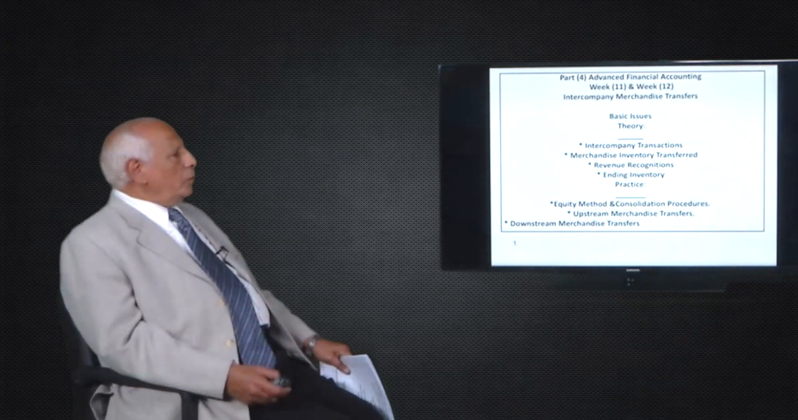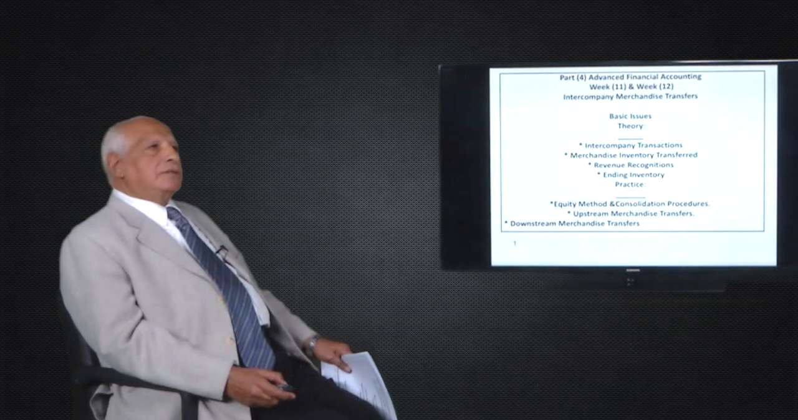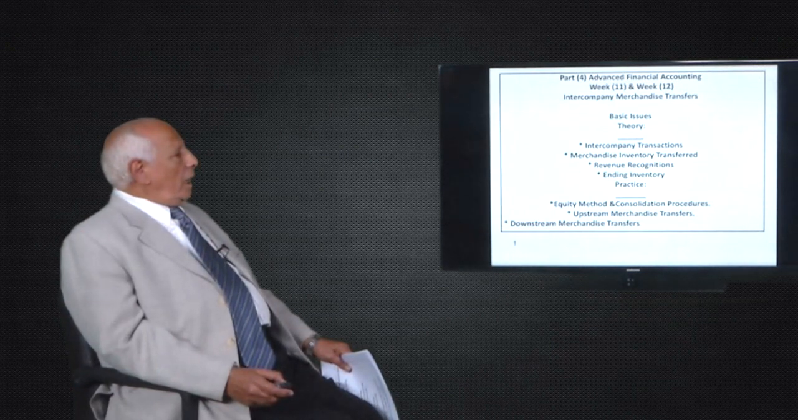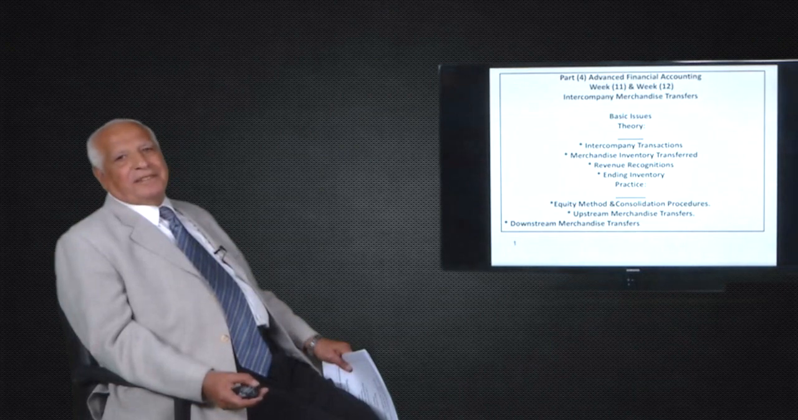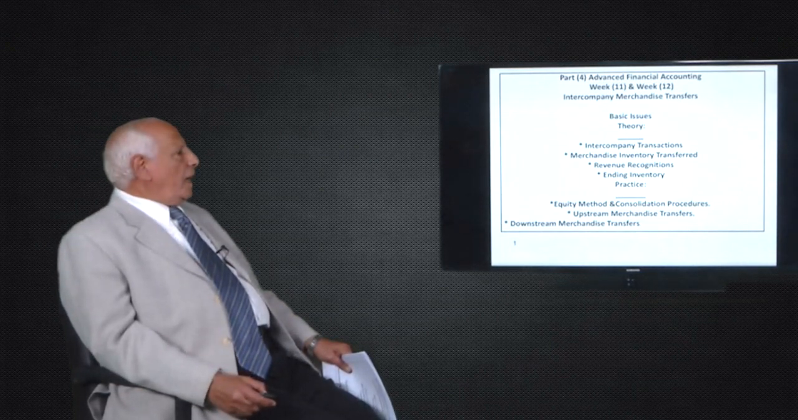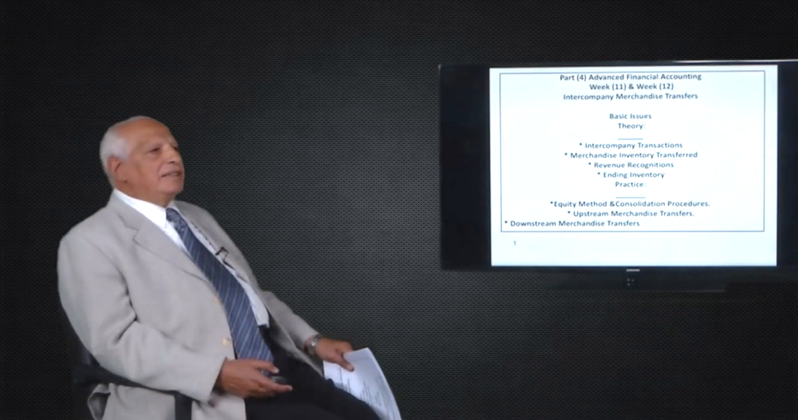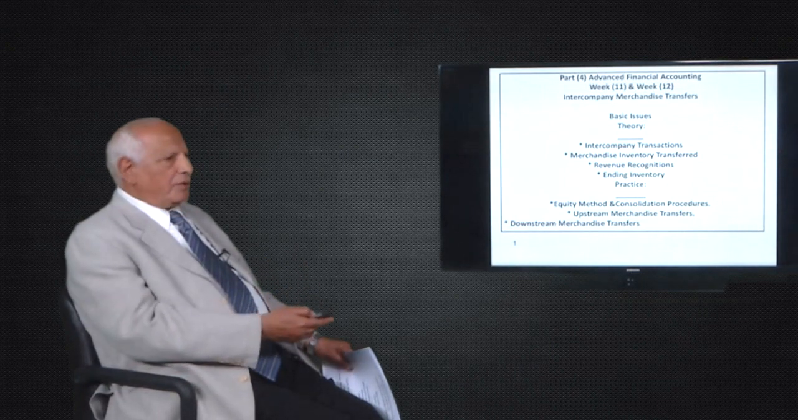When you come to practice, we're going to discuss the equity method and the consolidation procedures from part one and part two. We have the same steps for how to prepare the consolidation worksheet. Under the equity method for inventory, we're going to talk about upstream merchandise transfer. What do you mean by upstream? We need to discuss this. And downstream merchandise transfers. What's the difference between upstream and downstream? Those are the basic issues for this one.